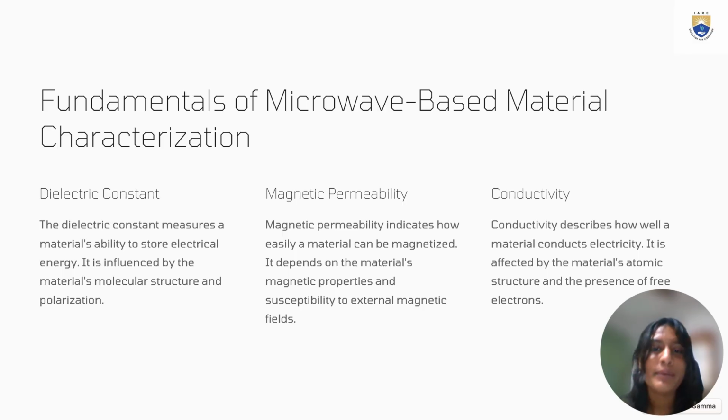Then we have magnetic permeability. This property tells us how easily a material can be magnetized. It depends on the material's internal structure and responds to a magnetic field. For example, ferromagnetic materials like iron have very high permeability, while non-magnetic materials such as plastic have very low permeability. Conductivity. This describes how well a material conducts electricity. It depends on the presence of free electrons. For example, copper is highly conductive, whereas rust, such as iron oxide, is much less conductive. When a material undergoes corrosion, all these properties change, and that's where microwaves come in. They can detect these changes without physically damaging the material.